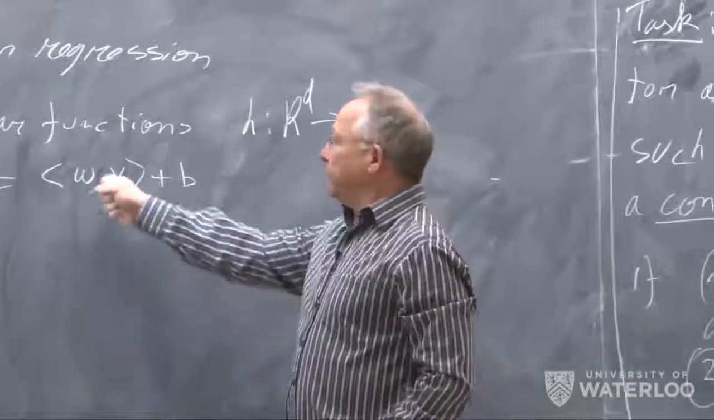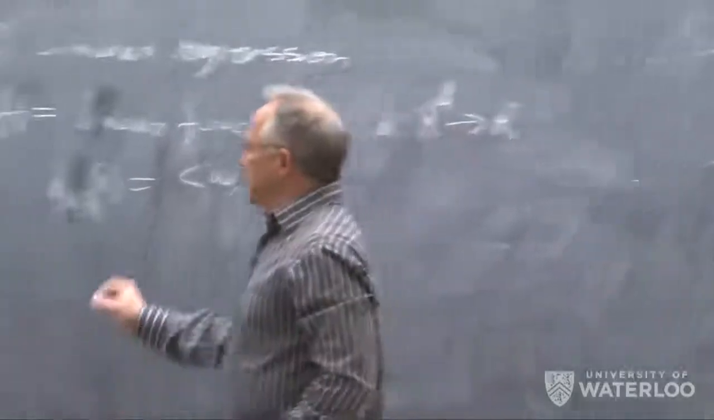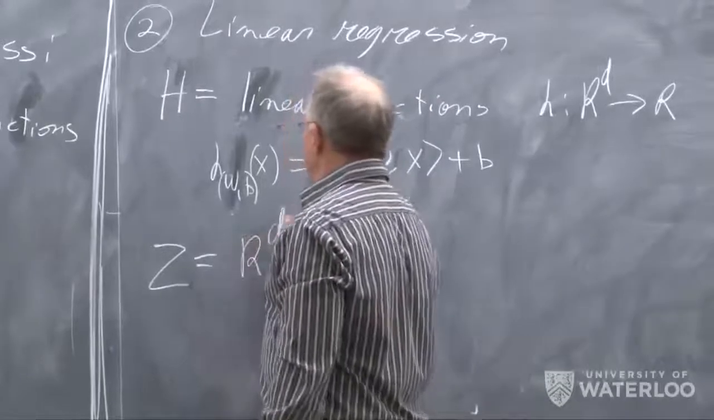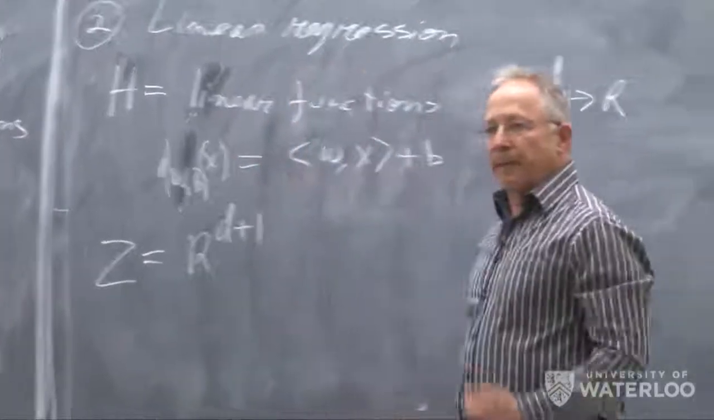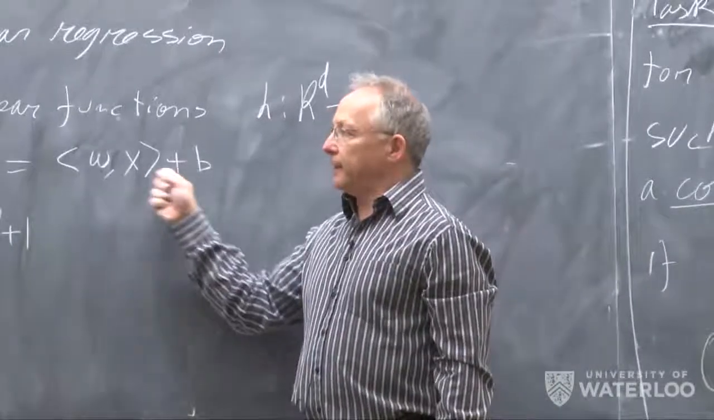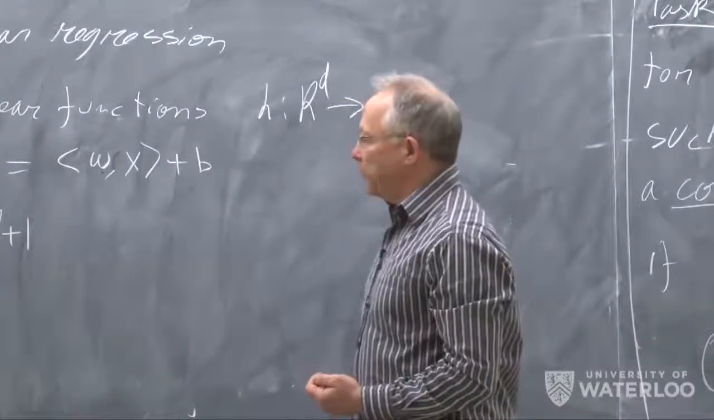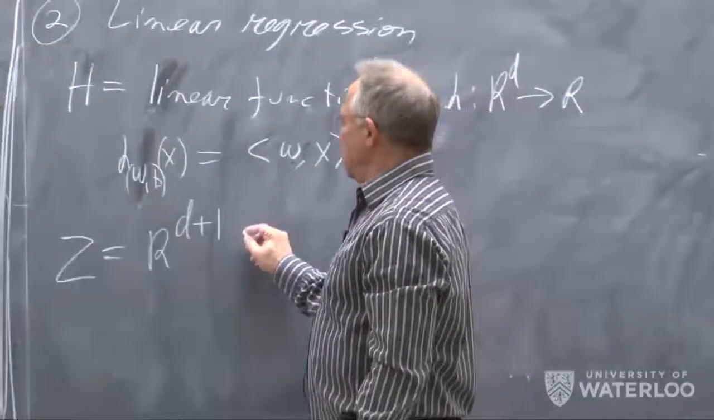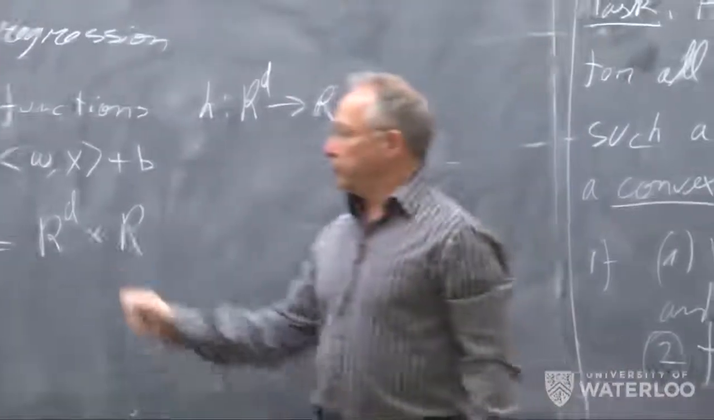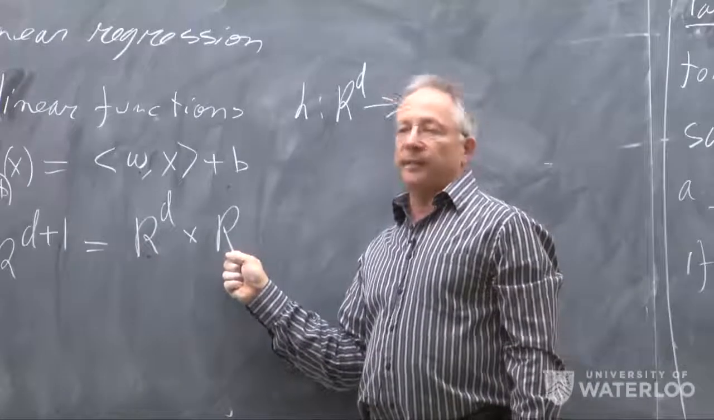So we have some phenomena x. We want to predict it. And now my space Z is the space R^(d+1). So my examples can be thought of as pairs x and y, where y is a real number. So we can think of it as R^d times R. You get pairs, an element x that has features and a label, but the label is a real number.